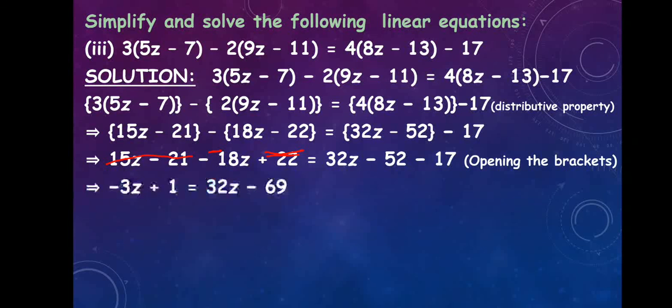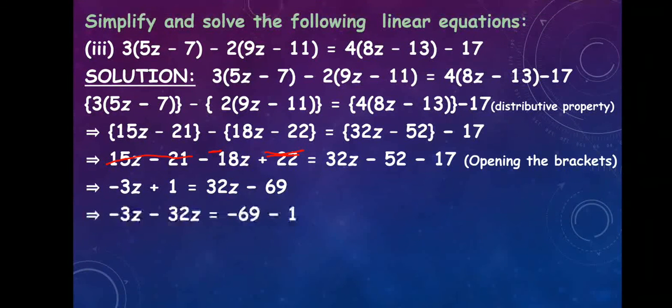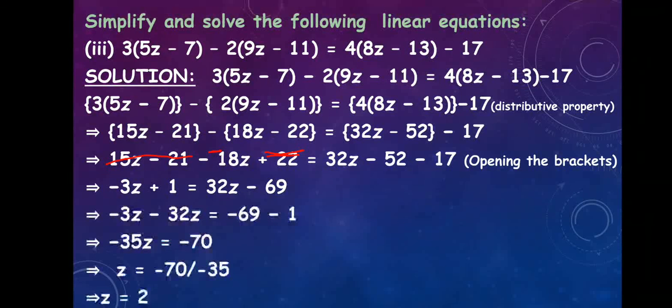Next, minus 3z will remain here. I'll bring 32z also to the left hand side. So it will be minus 3z minus 32z equal to minus 69 minus 1. Next will be minus 35z equal to minus 70. Next, z is equal to minus 70 divided by minus 35. Then z will be equal to 2, and that's the answer.